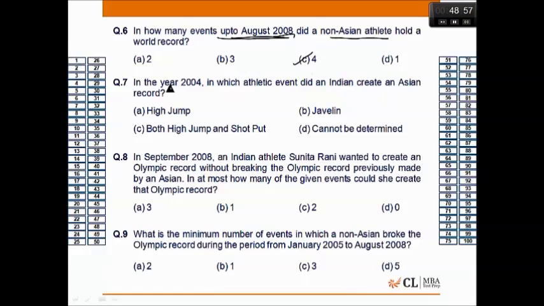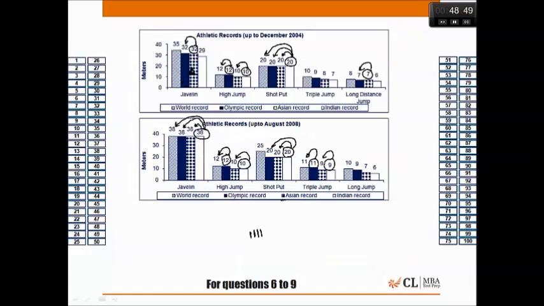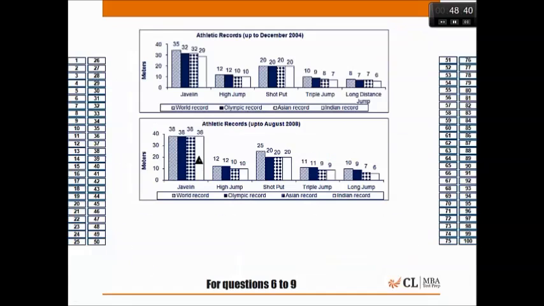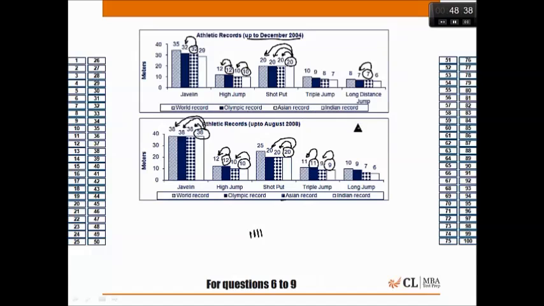Great. In the year 2004, which athlete? There is a trick. It says in the year 2004. This is up to 2004, so I don't know whether this happened in the year 2004. That cannot be determined. In September 2008, so this was immediately after this event.